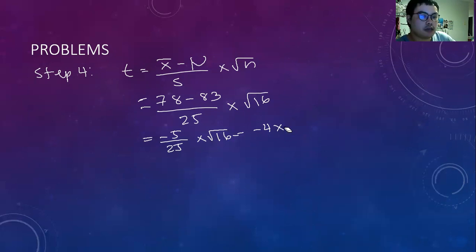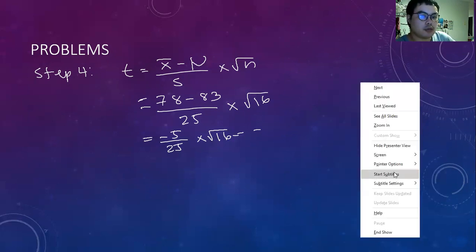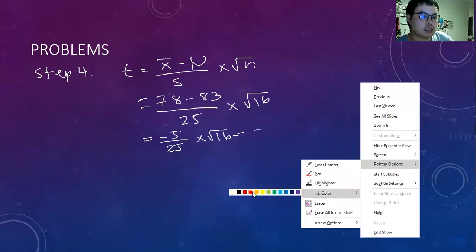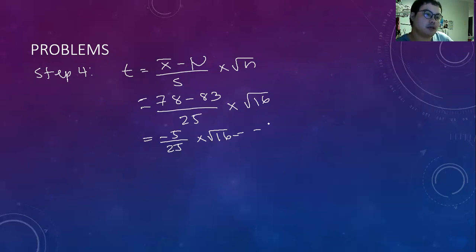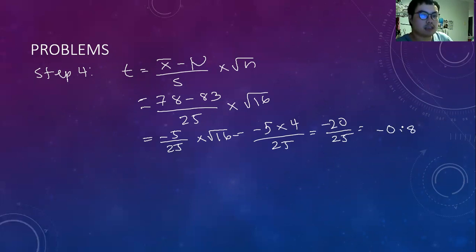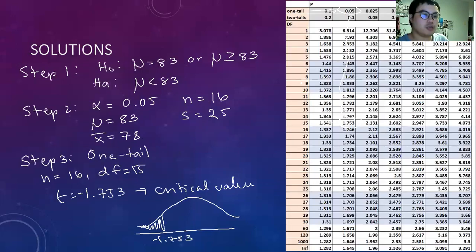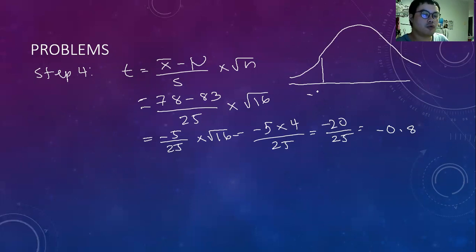But to make things clear, we're going to copy negative 5, to produce a step-by-step procedure. So negative 5 times 4 is negative 20 over 25. Dividing, it becomes negative 0.8. Now we're going to recall the rejection region. So this is negative 1.753. So this is the rejection region.